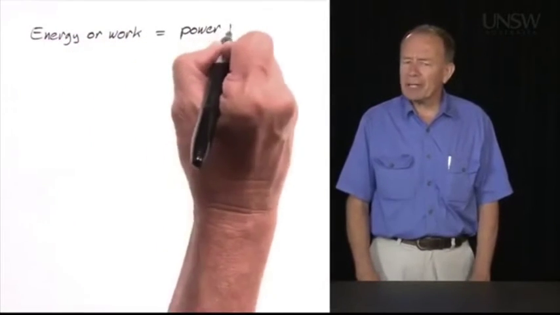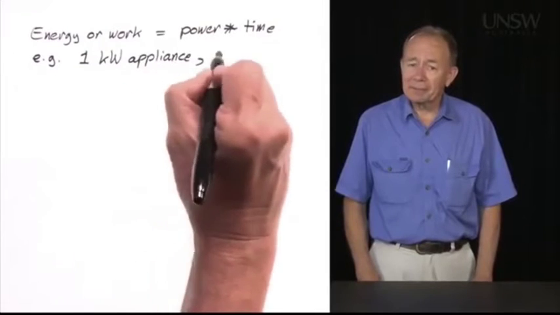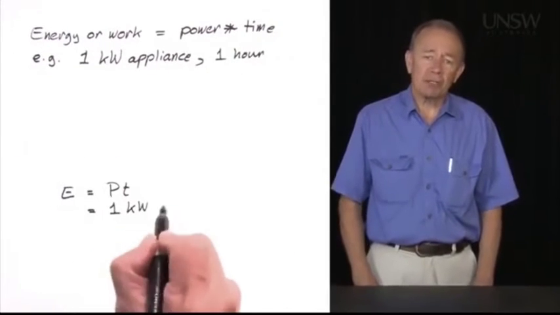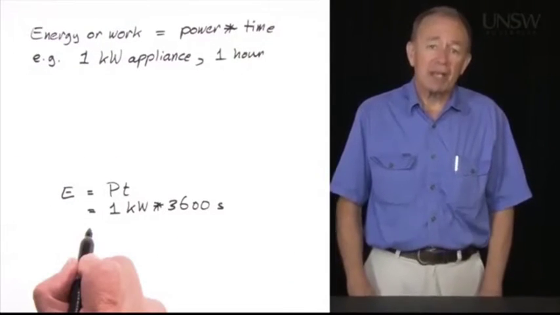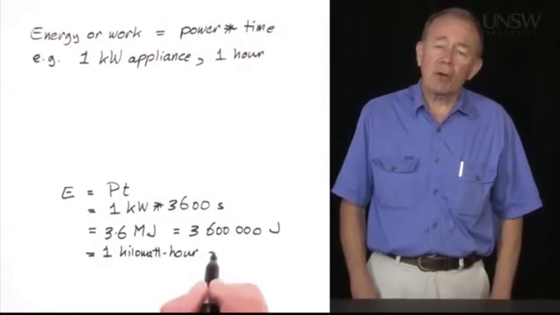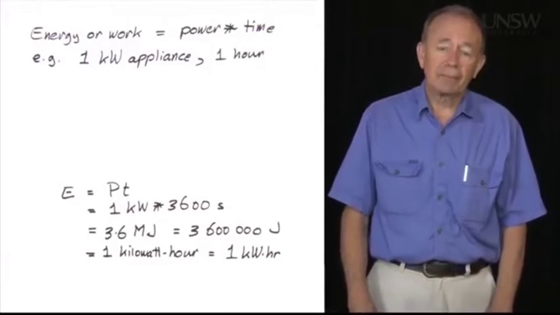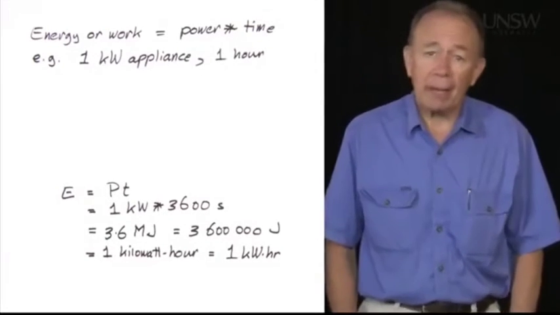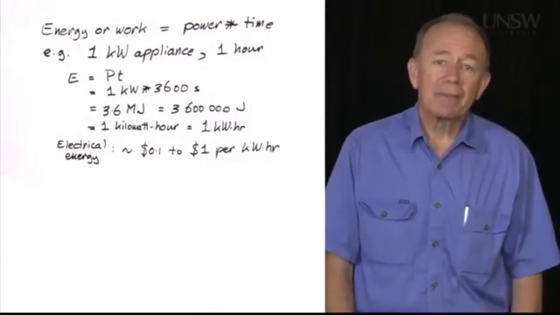Consider an electrical appliance that uses a kilowatt, say a toaster or a hairdryer. Good question. What would I know about hairdryers? The appliance runs for an hour. How much electrical energy does it convert? Well, we multiply 1,000 watts by 3,600 seconds. This gives us 3.6 megajoules, which is known as a kilowatt hour. A kilowatt hour, power times time, gives energy.